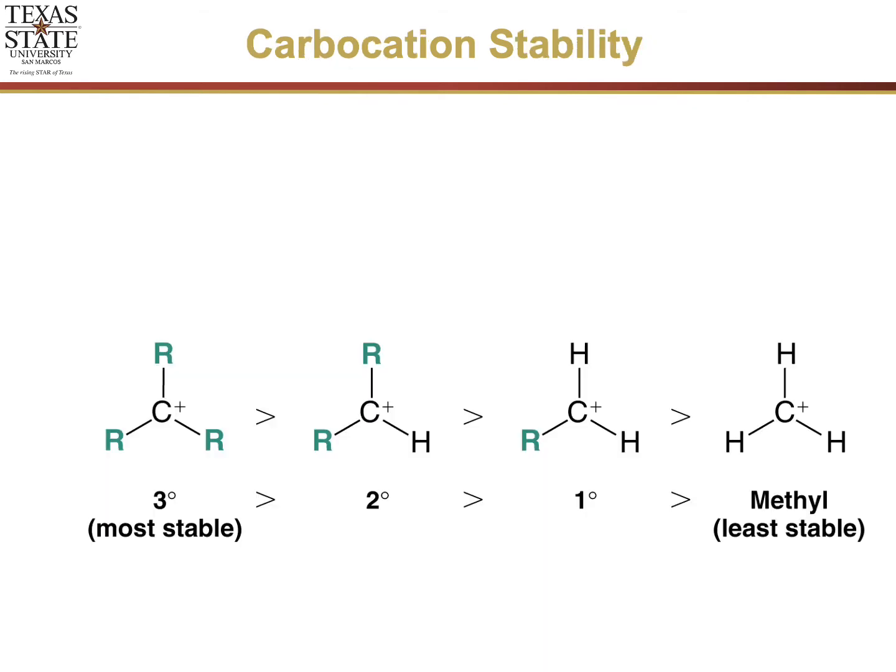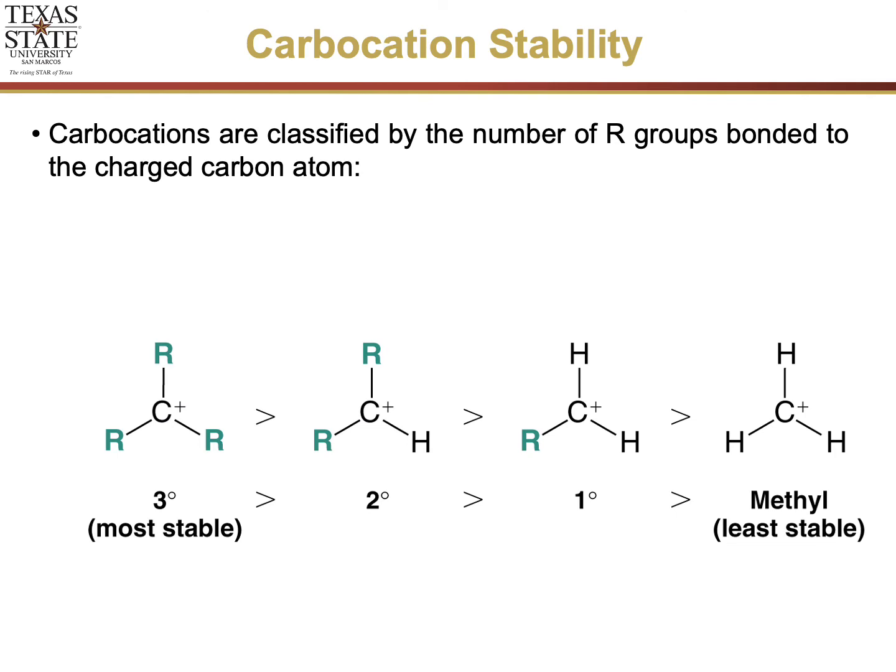So let's talk about carbocation stability. Carbocations are classified by the number of R groups attached to the carbon we're concerned with. Just like in the case of alkyl halides, if you only have one carbon bonded to the carbon you're looking at and the halide's on, we call that a primary halide. In this case, we have a methyl cation, which has no carbon bonded to it, the primary carbocation, which has one carbon bonded to it, secondary, 2 carbons bonded to it, and tertiary has 3 carbons bonded. The tertiary carbocation is the most stable, followed by secondary, primary, and methyl.